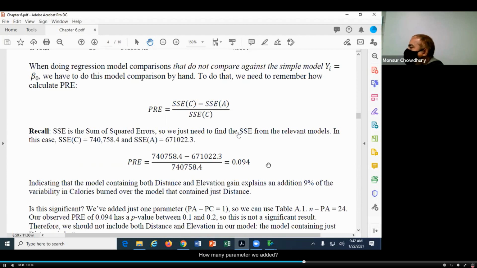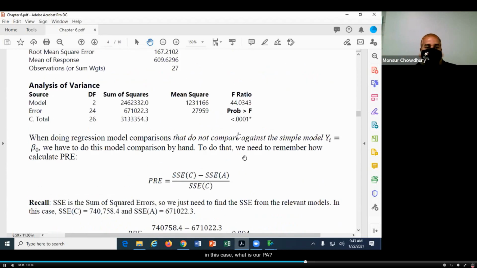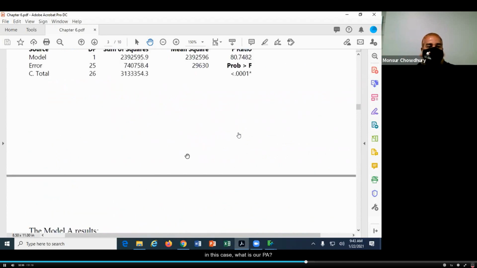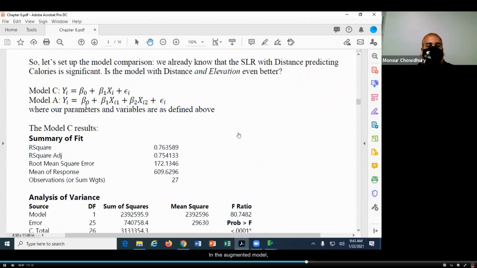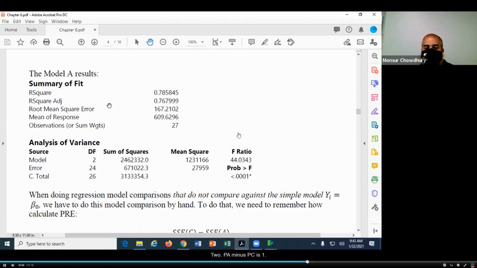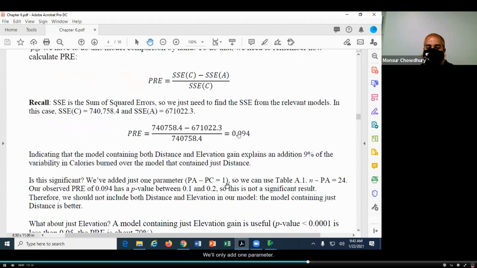How many parameters did we add? Only one parameter. So what is our PA, the number of parameters in the augmented model? In the augmented model, the number of parameters is 3. In the compact model, how many parameters do we have? 2. So PA minus PC is 1. We only add one parameter.